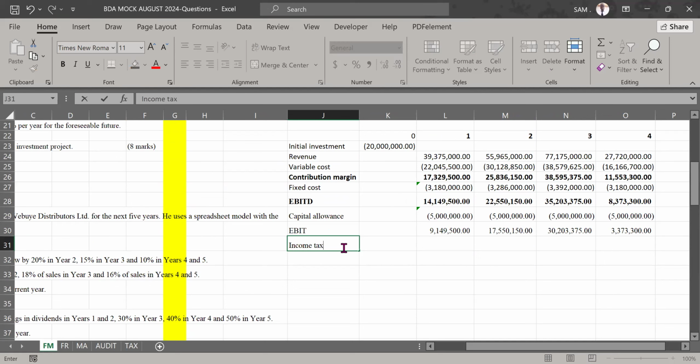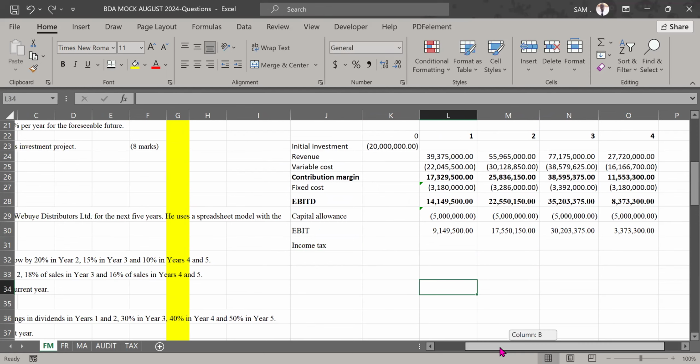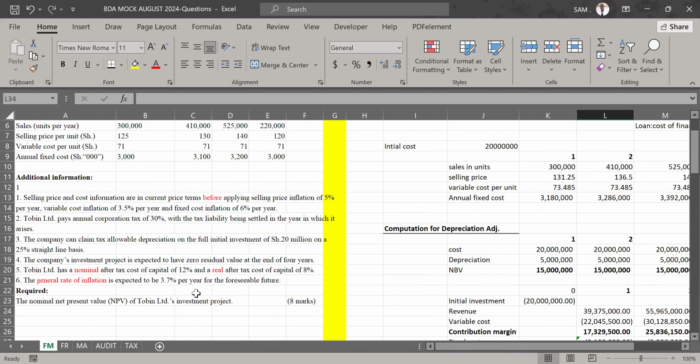Let us charge our income tax. And there is a note where we were told what to do with income tax. Note 2. Tobin Limited pays annual corporation tax of 30% with the tax liability being settled in the year in which it arises. Do you know why the next part of that information is given? Do we understand why the examiner brought that part?